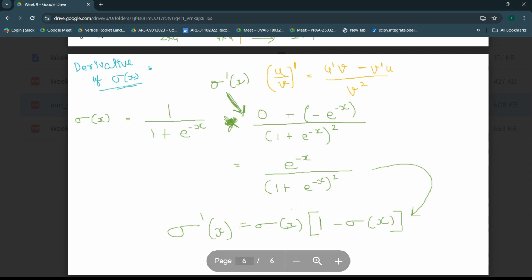And now if you try to solve this, negative negative becomes positive. You have e to the power of negative x in the top part. In the bottom part, you are having this. So that's it, guys. That's the derivative of the sigmoid activation function.